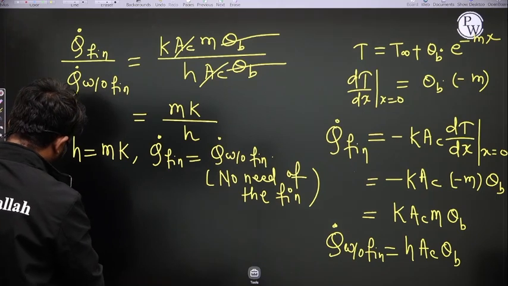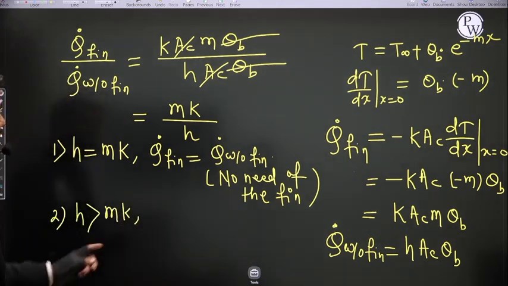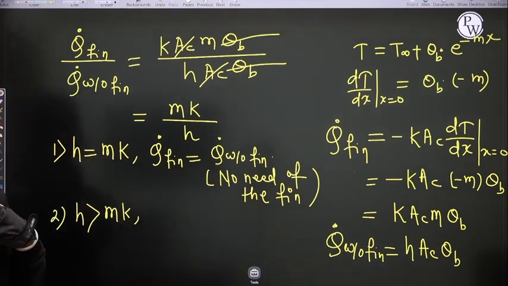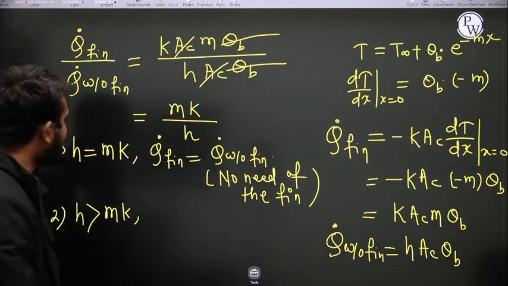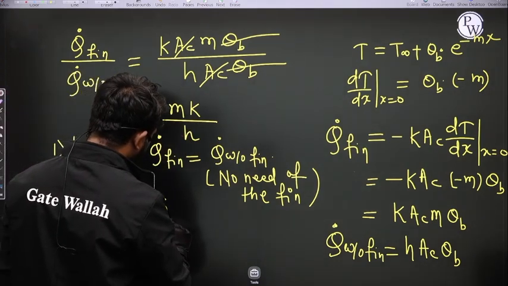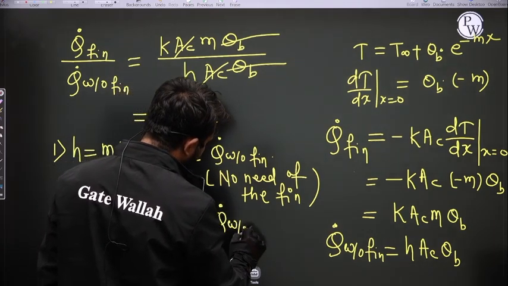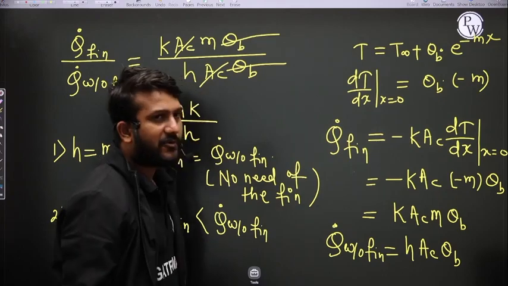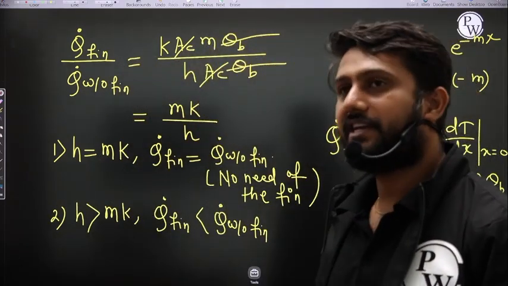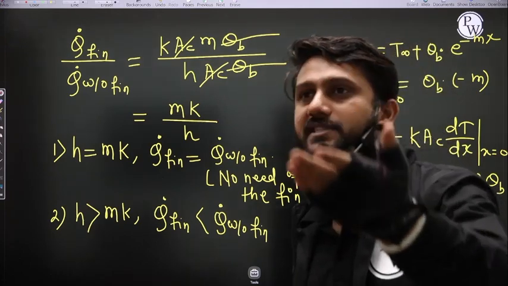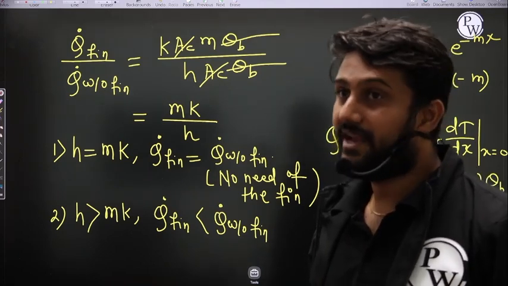Second case, when H is greater than mk. When H is greater than mk, that means I can say mk is lesser than H. That means this ratio is less than 1. If this ratio is less than 1, then Q dot fin is lesser than the Q dot without fin. That means if you are providing the fin, the rate of heat transfer decreases. When you are not providing the fin, the rate of heat transfer is more.